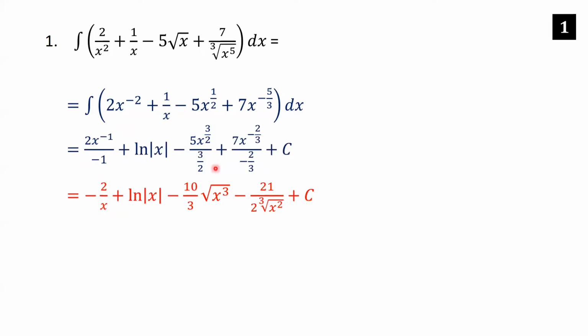ln absolute x will leave. Again, the 3/2 we're going to flip and multiply. So that becomes 2/3. 2 times 5 is 10. And x to the 3/2, the 2 in the denominator, we can make a square root. Again, here we're going to flip and multiply this to negative 3/2 times 7. 3 times 7 is 21. And we could get rid of the next negative exponent here by moving this to the denominator. And the 3 becomes the cube root. The square stays where it is because it's the power.